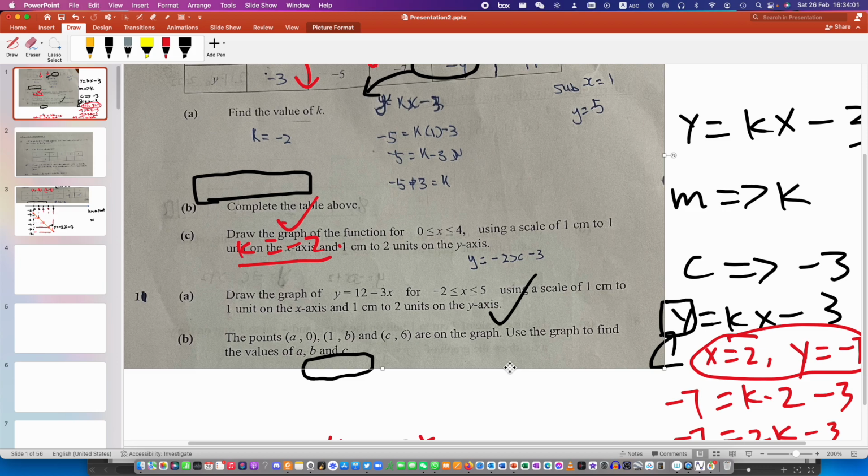So what's the range for y? 18 to negative 3. Good. So where do you start from? The 0. So where do you decide to put your negative 2? Here. Okay, but they say 1 cm is to 2 units. So how? The 4 is 6. Yep, good, right? So you should start with.